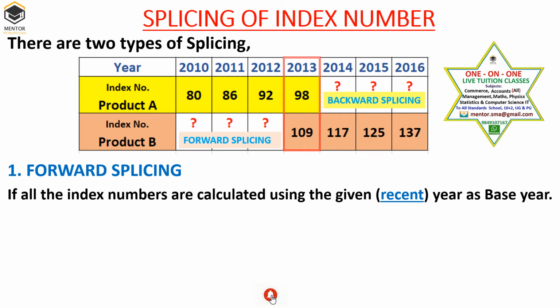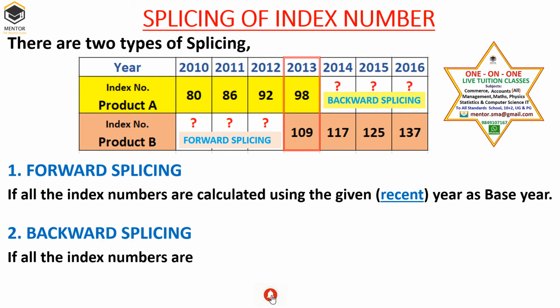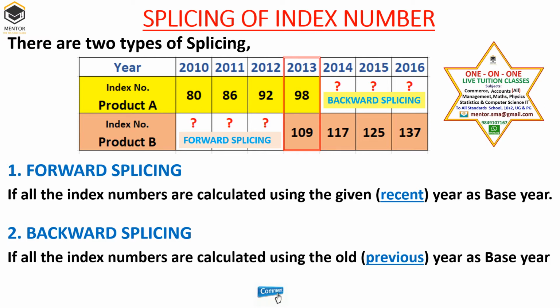Next we have backward splicing. So what is backward splicing? If all the index numbers are calculated using the old previous year as a base year. So if I have to find out 2014, 15, 16 index numbers of a product A, then I have to take the previous base year, that is 2010. So on the basis of 2010, if I am constructing the index number, then it will be called backward splicing. I am going to explain more in detail about forward and backward splicing.